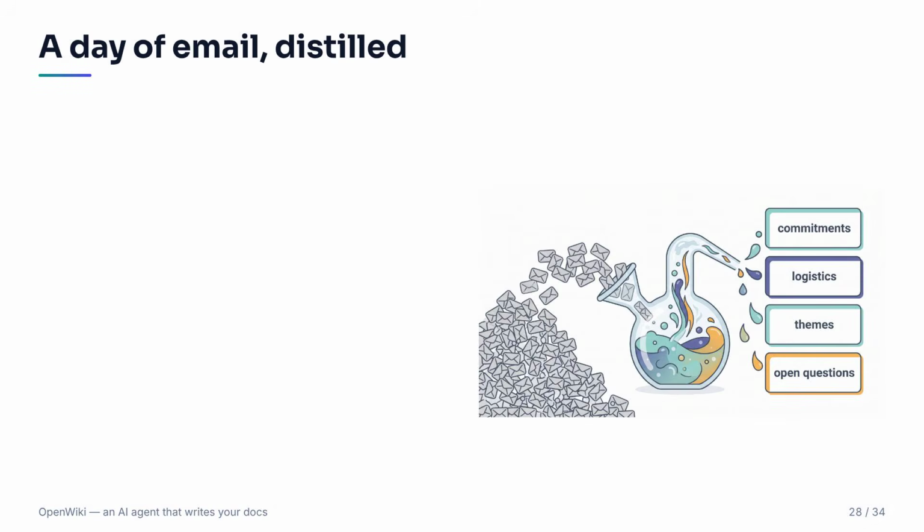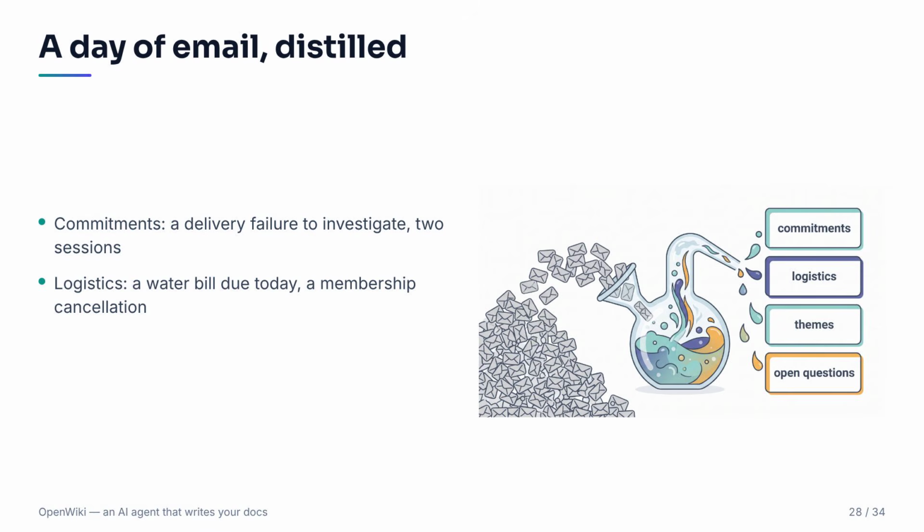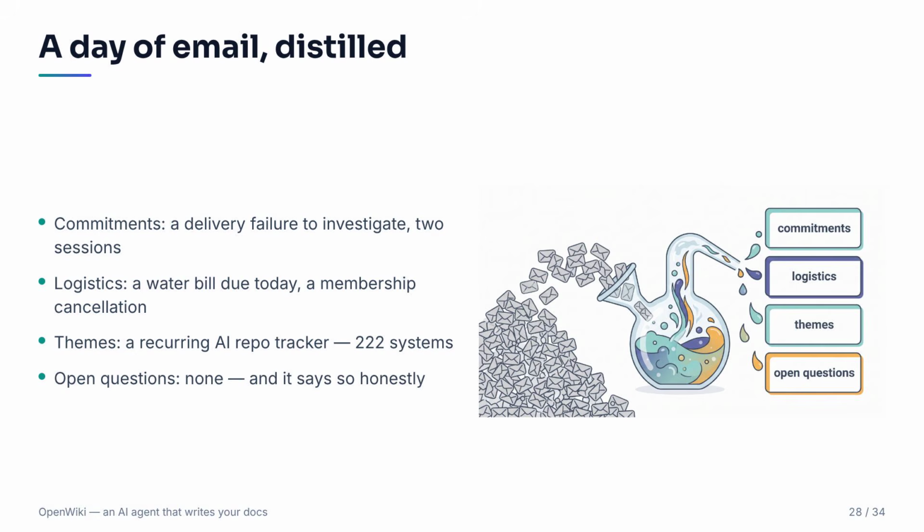How good is the distillation? From 100 messages, it extracted 3 commitments, including an email delivery failure to investigate and 2 scheduled sessions. It filed personal logistics, like a water bill due the very next day, and a gym membership cancellation. It even spotted a recurring theme, an AI repo tracker that has processed 222 systems. And the open questions page honestly says, none yet.